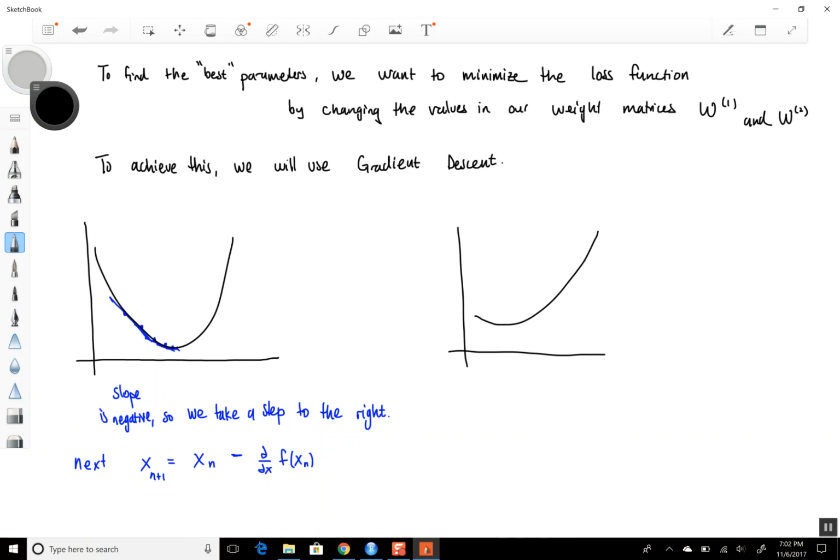If you have something that goes like this, and you start off over here, you say, oh, your slope is positive. So then you take a step to the left, right? And so this is your next location, and it's still positive, and as you go further and further, the slopes get more and more shallow, and so the steps you take get smaller and smaller until you reach the minimum. Using gradient descent, you can find local minimums fairly easily. It's really hard to tell if you're at a global minimum. So local minimum, not too bad.